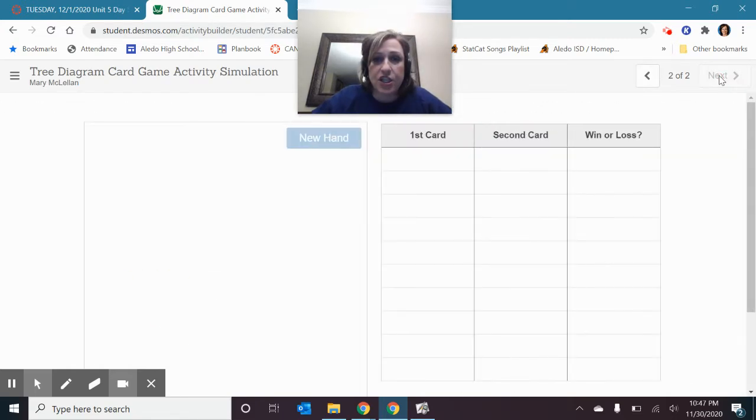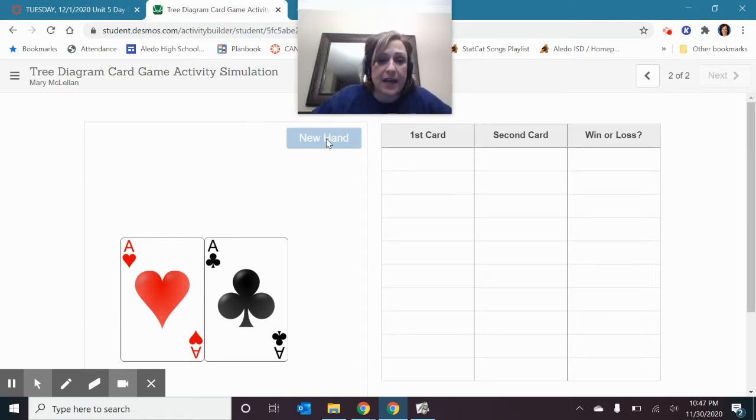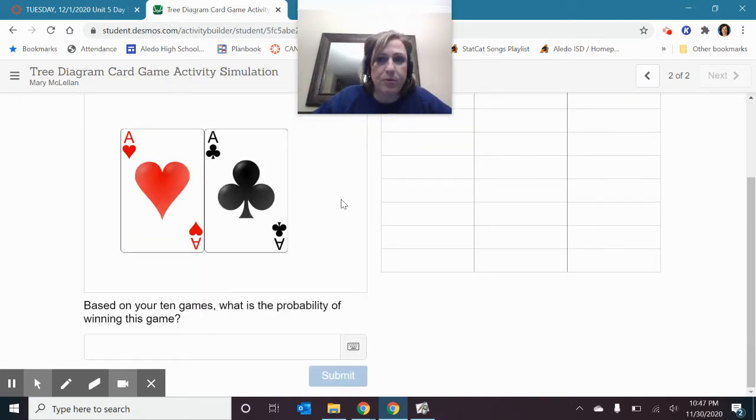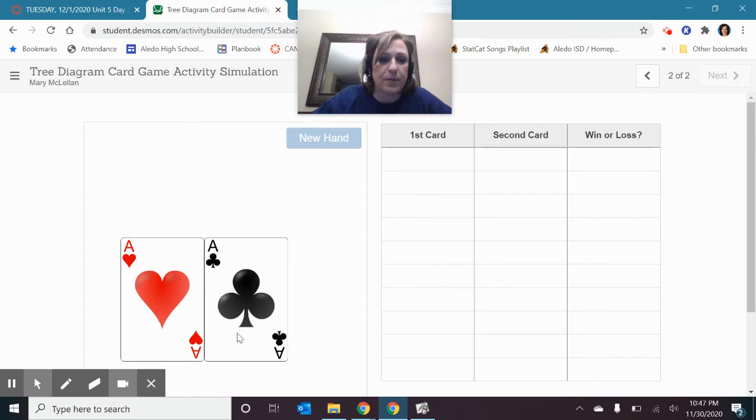So in the simulation, you hit next. And here we have new hand. I think that I've already played this, so it won't let me play again because I've already done it 10 times. Darn. So I can't show you. But if I click this new hand, then it would roll this and you would get a new set of cards. If they are both the same, then you would come over here and record ace, ace, and did you win or lose?